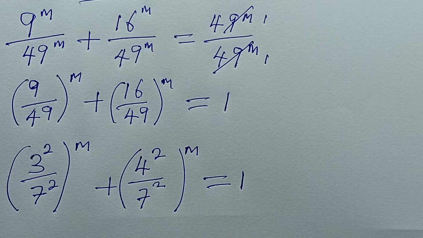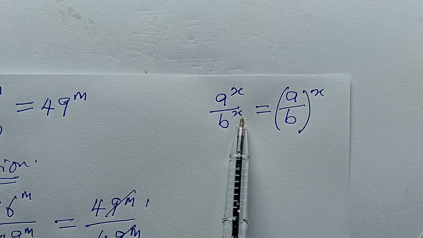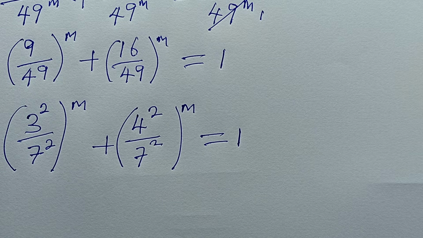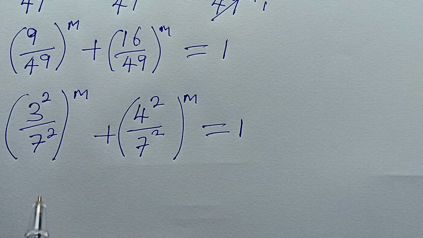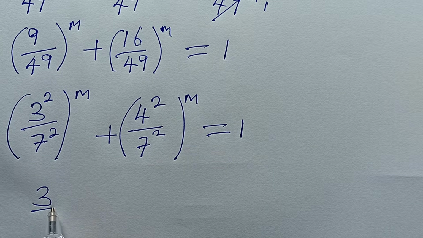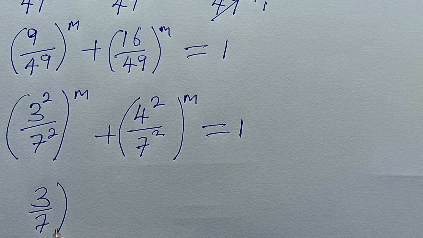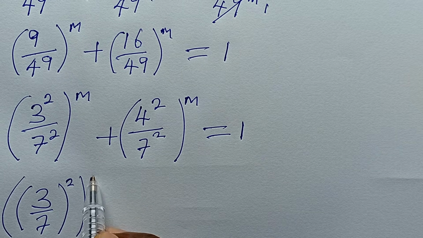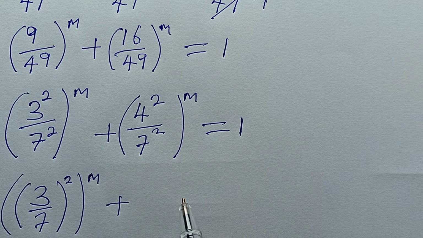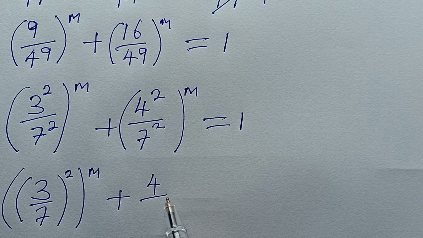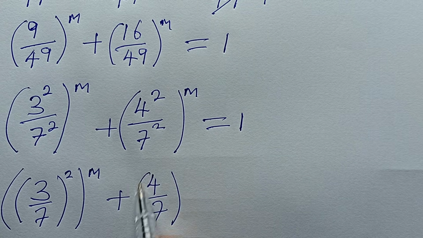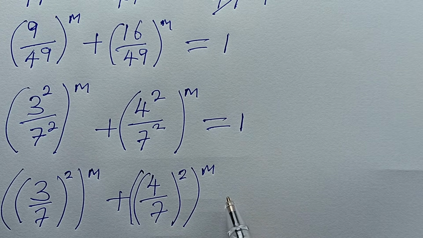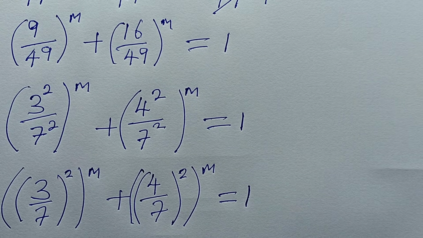Now, remember the law which we just looked at, that we can equally bring out this 2 here. And so this is going to give us 3 all over 7 all raised to the power of 2, further raised to the power of m, plus here we're going to have the same thing, 4 all over 7 all raised to the power of 2, further raised to the power of m. This is equal to 1.